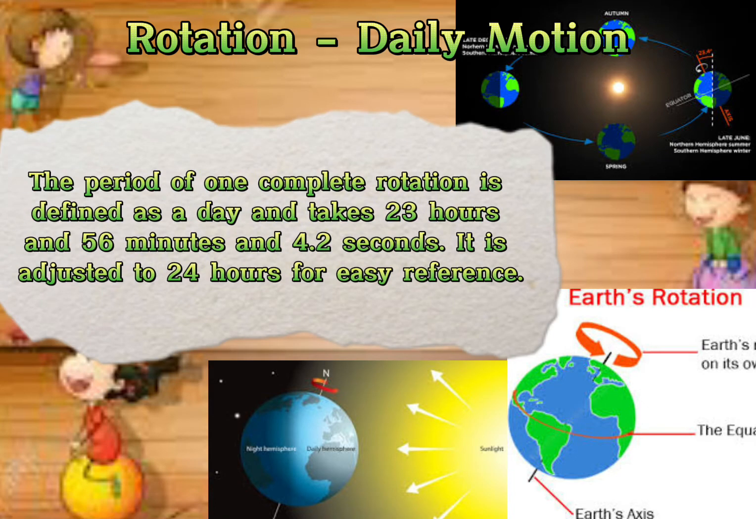The period of one complete rotation is defined as a day and takes 23 hours, 56 minutes, and 4.2 seconds. It is adjusted to 24 hours for easy reference. Earth's rotation is inclined or tilted 23.5 degrees relative to its plane of revolution around the Sun.